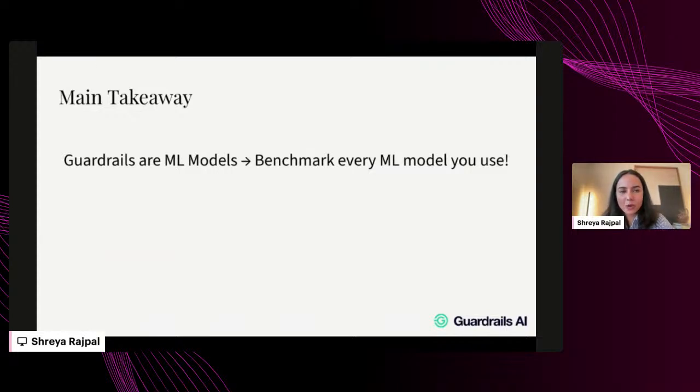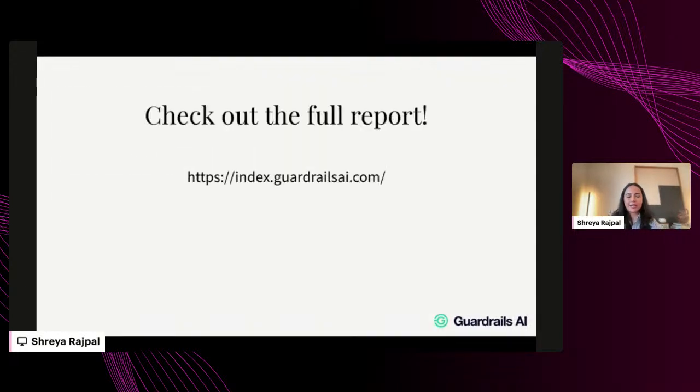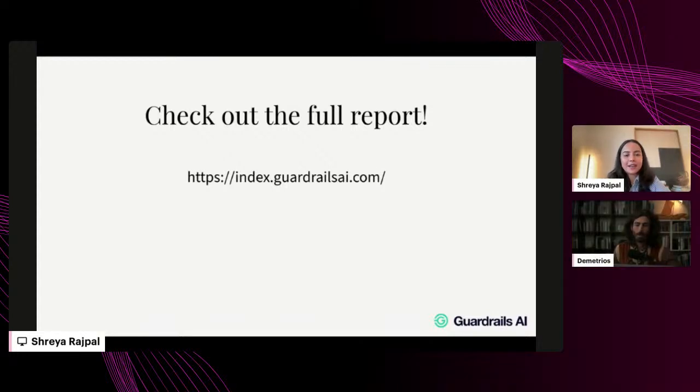Cool. So I'm going to close it out. The key takeaway from this keynote that I want you to think about: we see a lot of people using guardrails, and there are a lot of ways to add reliability, but even though a lot of this is machine learning based, none of it is really very grounded in numbers. So the main takeaway I want you to take from this keynote is that guardrails and any AI reliability framework you'll use under the hood are basically machine learning models, and that you should benchmark every single ML model that you use. And if you're interested, you can check out the full report here at index.guardrailsai.com. Thank you so much.